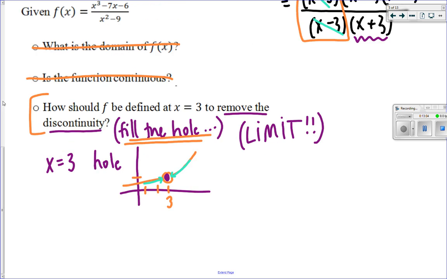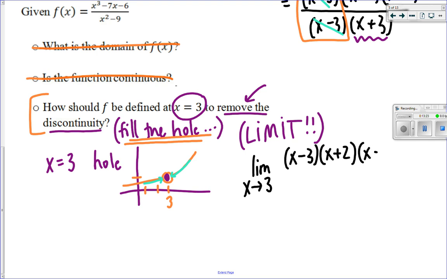So it's not that bad, because we've actually done all the hard work. I want to find the limit as x approaches 3, because that's what we're trying to remove, of my original function. In this case, I'm going to keep that factored version. We already did the work. It's going to make it a lot easier. X minus 3, x plus 3. I'm also going to start right off the bat by canceling that hole. Otherwise, I would get 0 over 0.